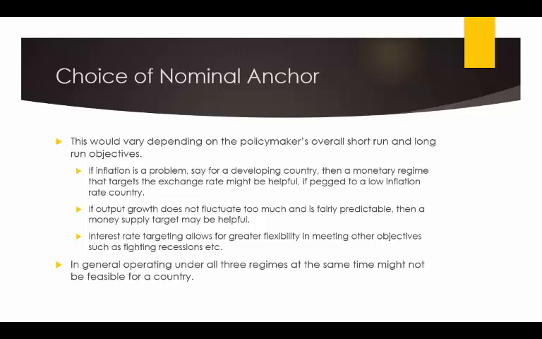In cases where output growth is fairly accurately predictable, a money supply target may be the regime to put in place. If, however, greater flexibility in the use of interest rates to stabilize the economy is desired, then the inflation target with an interest rate policy might be a preferred regime. In general, all three regimes cannot be in operation successfully at the same time within any particular country.